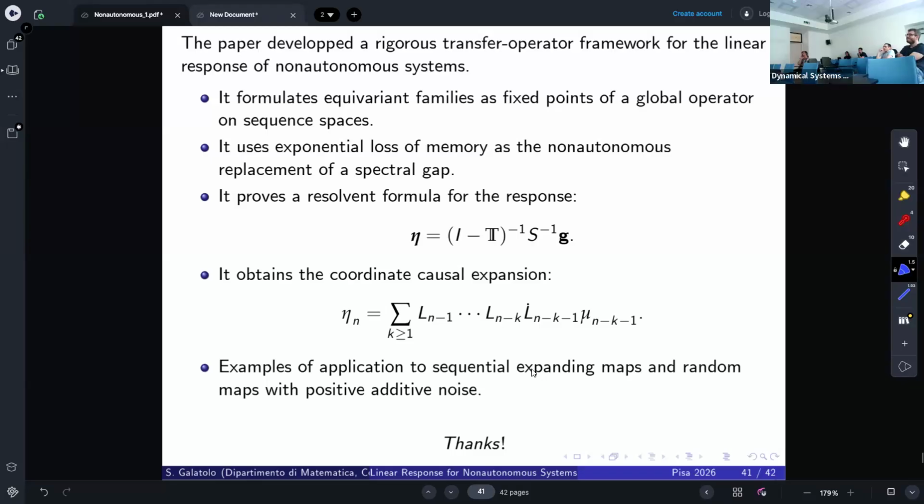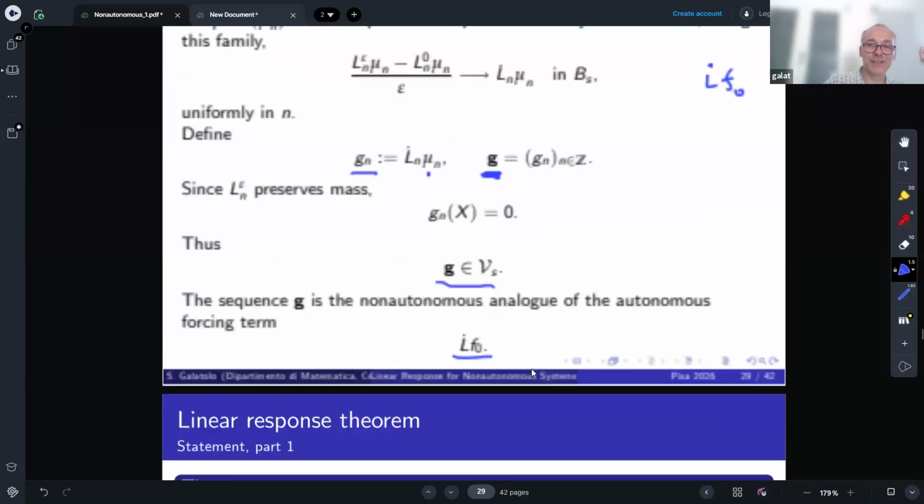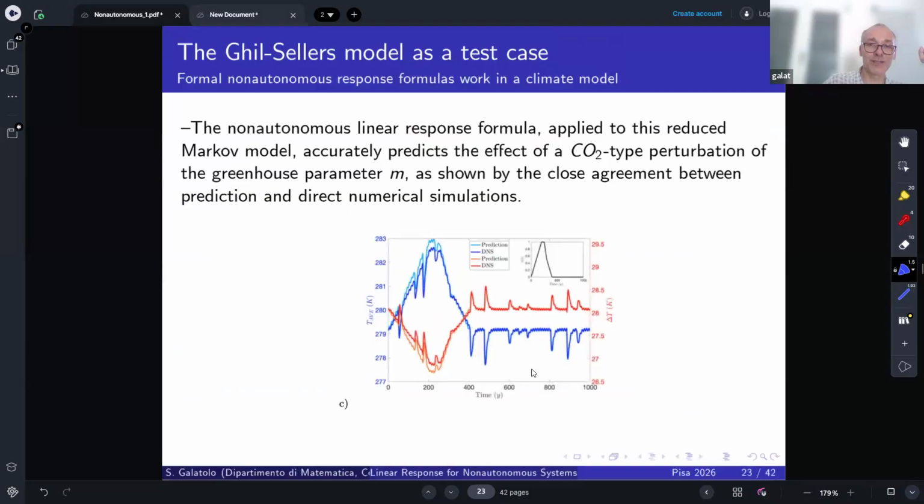Yeah, thank you. I think the sequence framework is the right one for this case, but probably there is a kind of different situation. Maybe there is another natural extension, where you have to go from one-sided shift to two-sided, like in the classical setting. I wanted to ask, because you mentioned this model in climate change, in that model is the assumption of memory loss fulfilled? You mean in these Gill-Sellers model? Yes, exactly.